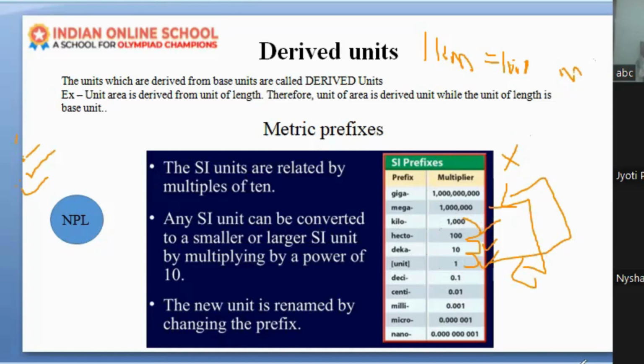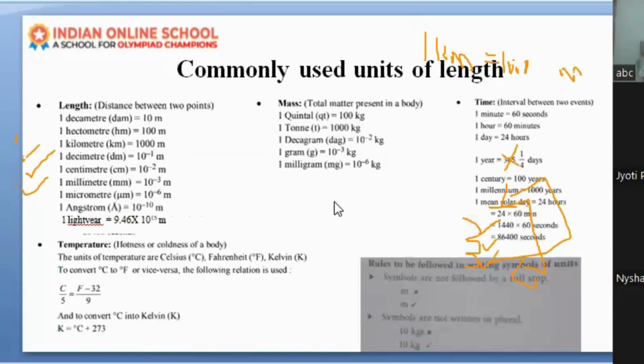I hope you understood this. I hope you are familiar with this derived unit, being a part of the standardized unit. Let's move ahead with another slide, students, which is very important here. Can you see the commonly used units of length? If you want to measure a length, obviously you will use these units. You will measure in kilometers, decimeter, hecto, deca, all these are the units.